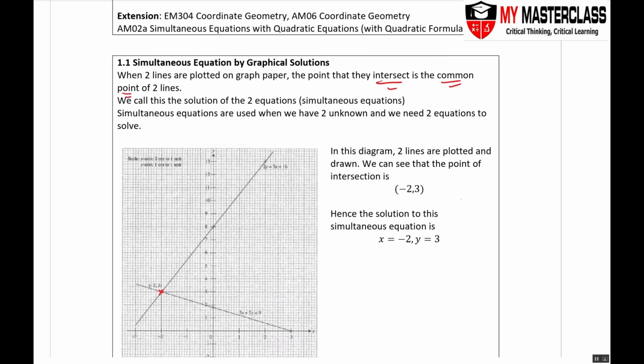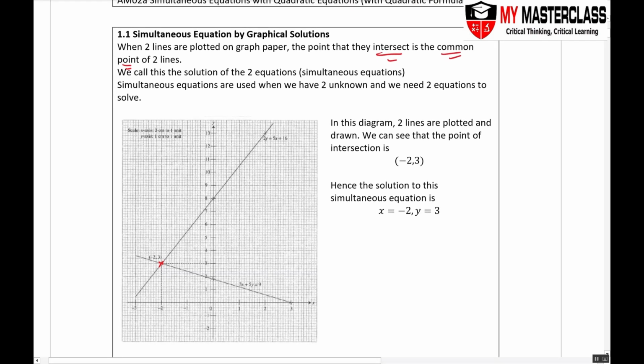When I say common point, it means this point exists on both lines. We call this the solution of the two equations, or we call them simultaneous equations. Simultaneous equations are used when we have two unknowns and we need two equations to solve. If you recall the general formula of your straight line graph, y equals mx plus c, the two unknowns we're talking about are your y and your x.